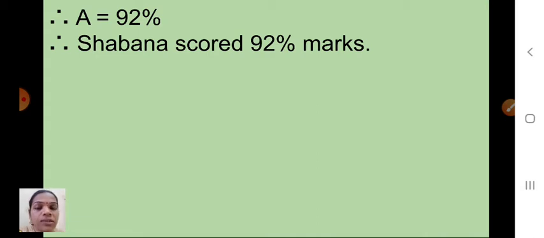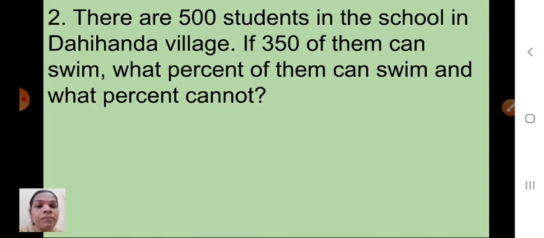Okay, children. So the second sum I will solve, children. If I solve the second and third sums here, it will be easy to understand. Second one: see here, there are 500 students in this school in Dahihanda village. If 350 of them can swim, what percent of them can swim and what percent cannot?